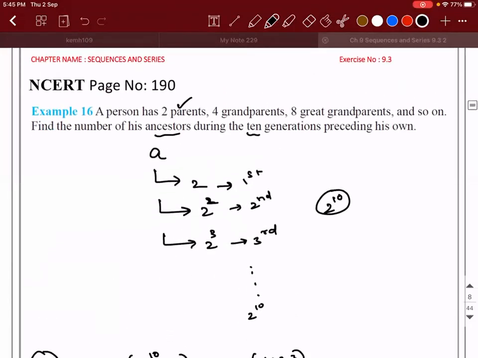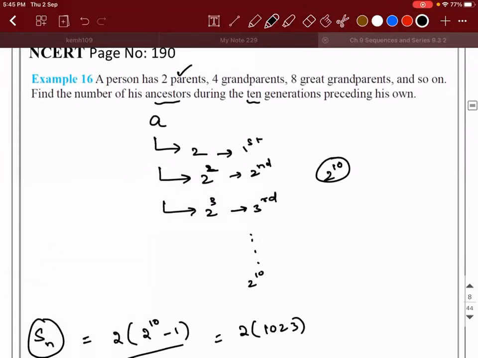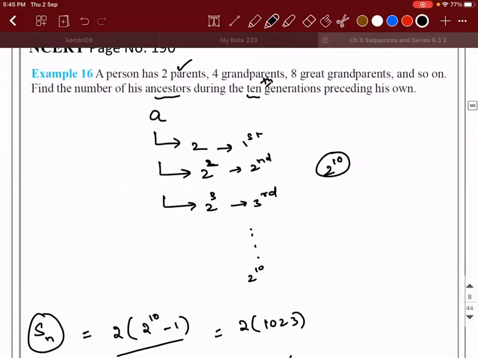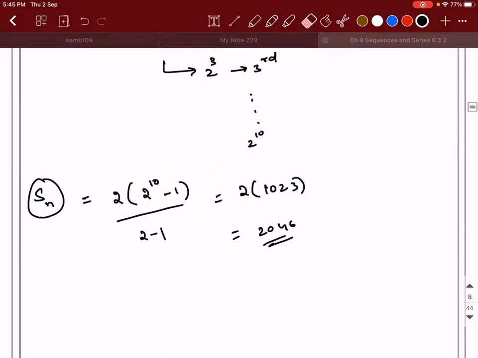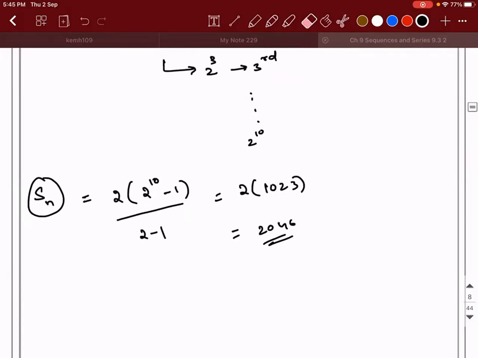Okay, I read the question wrong. I read it as during the 10th generation. That is wrong. During the 10 generations means you have to do the sum of all these numbers. I hope it is clear, right? It's a simple problem. Right. So shall we move on to the geometric mean, guys?